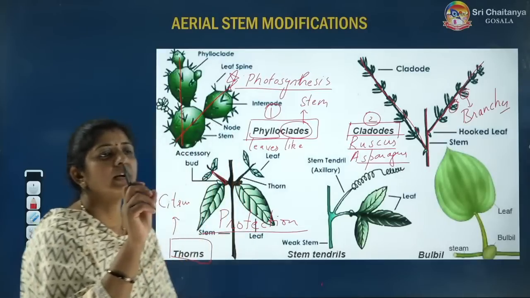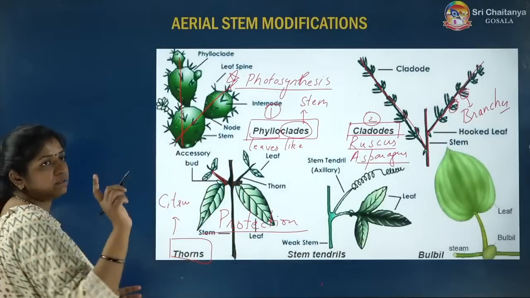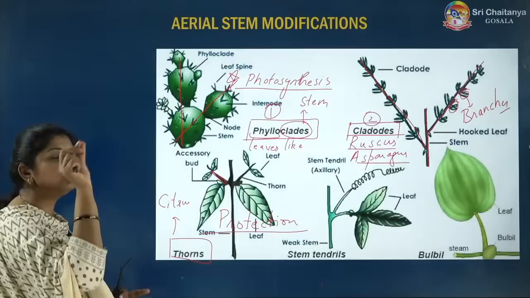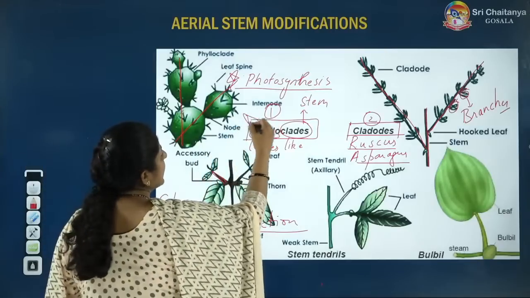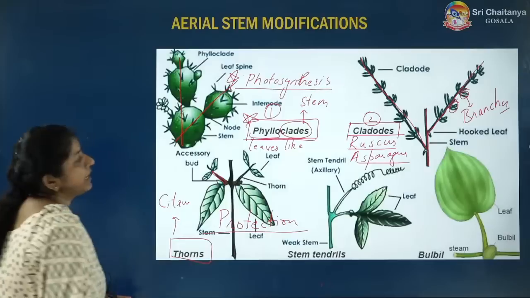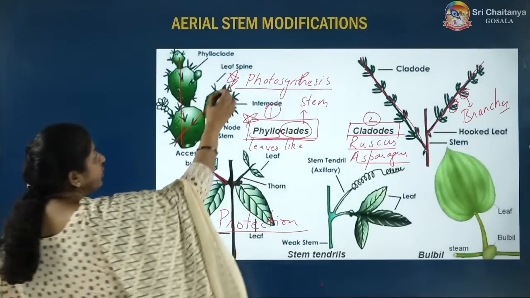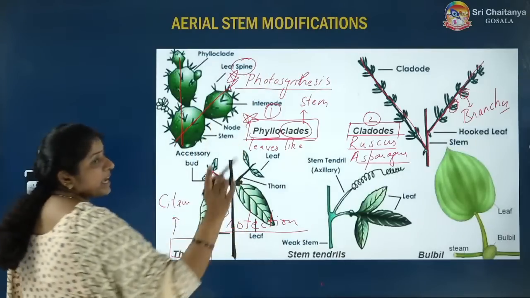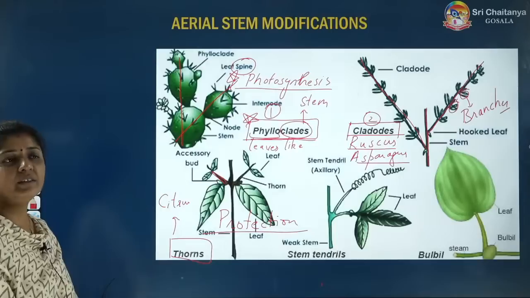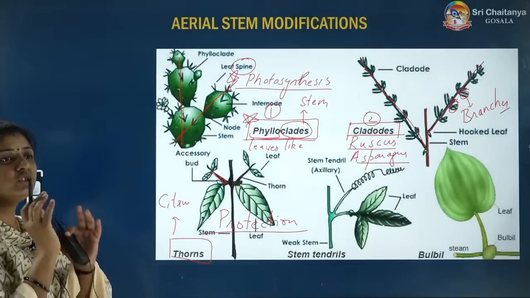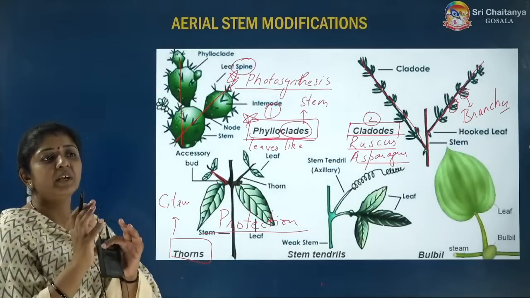See, thorns are not present in cactus. I told you just focus on the word I am telling you. I told you what thing? Phylloclades. Don't see the other labeling. Here are spines. There are no thorns in the cactus. Right? So, just focus on the point I am speaking.